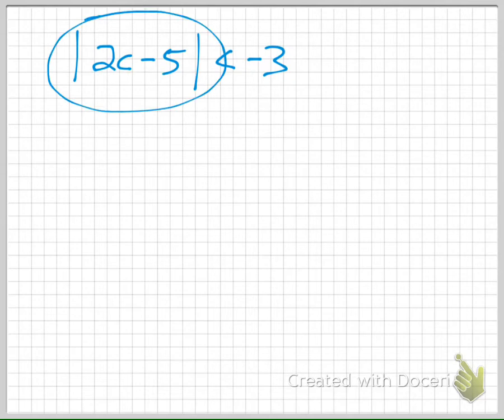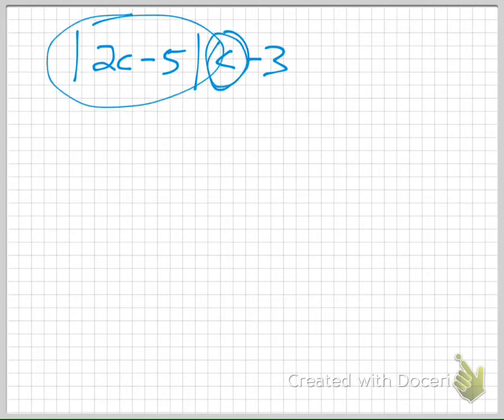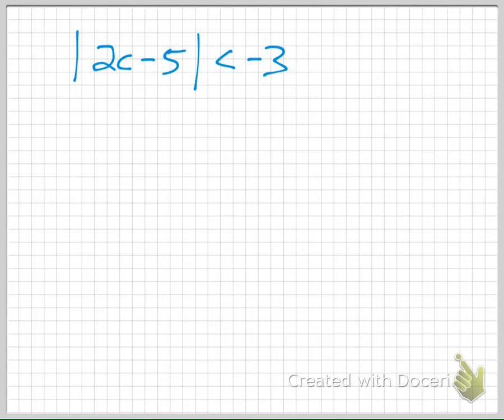Okay. Here's one. Let's see how many of you can get this. Try this one. Absolute value of 2c minus 5 is less than negative 3. You're all wrong. Here's the deal. Absolute value is always positive. Can any positive number be less than negative 3? I want you to see this. Since this is guaranteed to be positive, can any positive number be less than negative 3? No. Okay. That's no good.